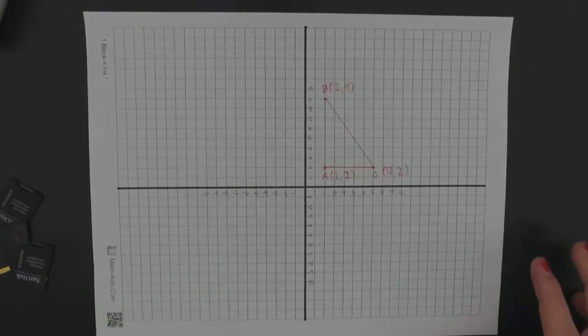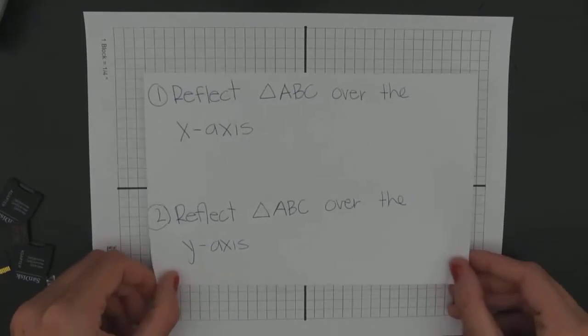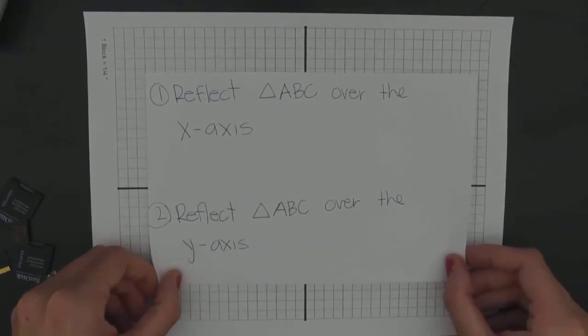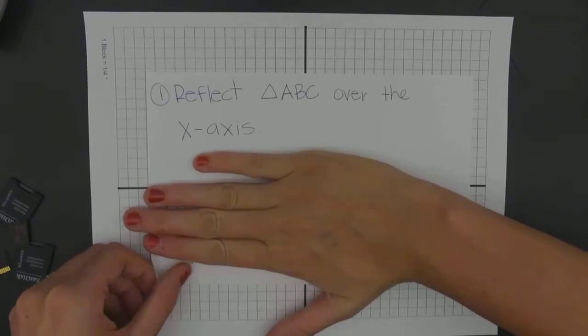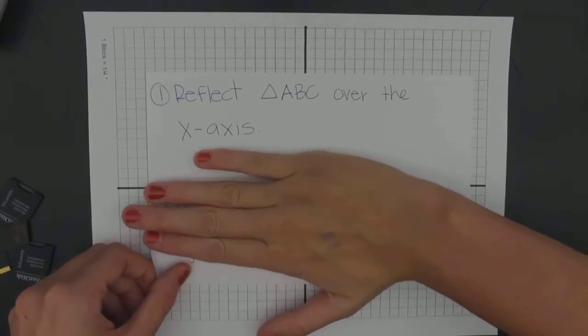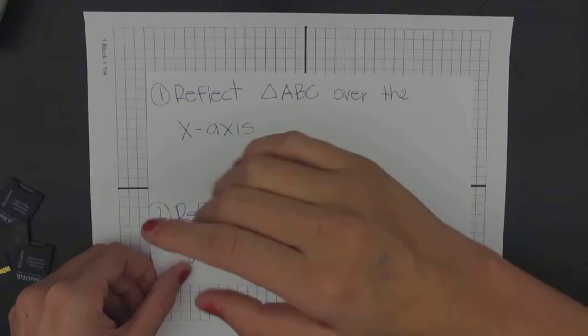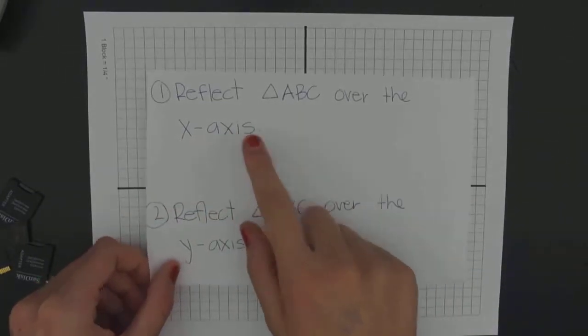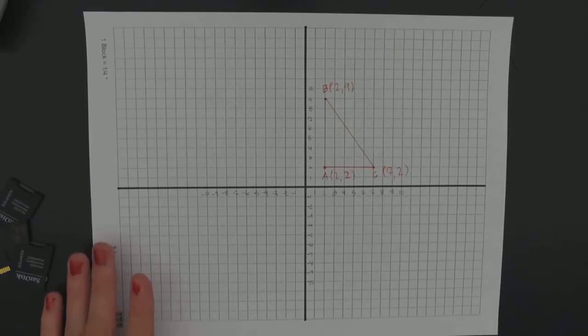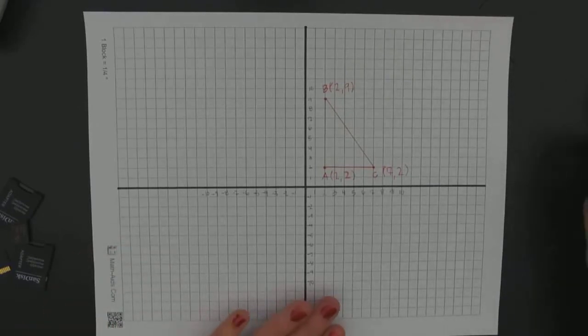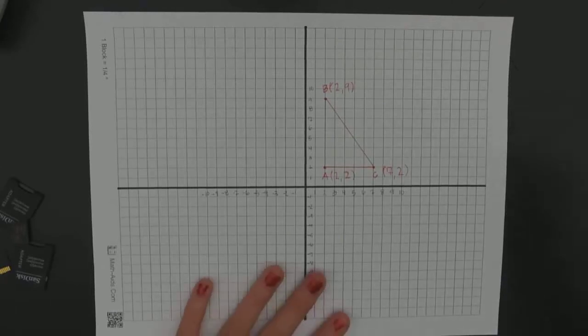Okay? All right, so a question that you could see about reflections would say something like this. Reflect triangle ABC over the X-axis. We are only doing question 1 to start with. Reflect triangle ABC over the X-axis. So in this case, the X-axis is our line of reflection, because remember our definition said you reflect over a line of reflection. So we need to figure out which one our X-axis is.